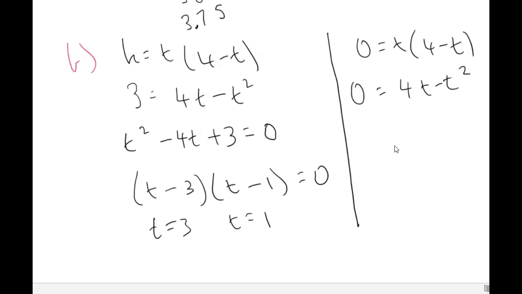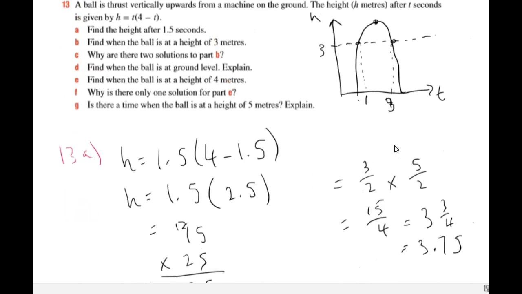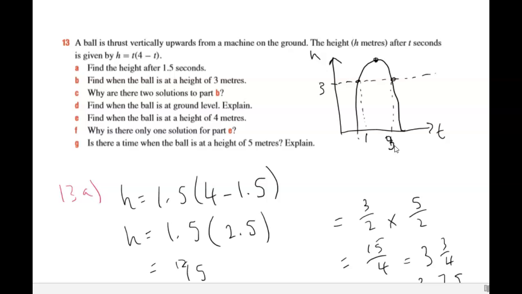Actually, what am I doing? Forget about that step because I can do this here. Either t equals 0 or 4 minus t equals 0. So that means t equals 4. So find when the ball is at ground level. So it's at 0. Probably not the best graph. Maybe I should have started it here. And at 4.